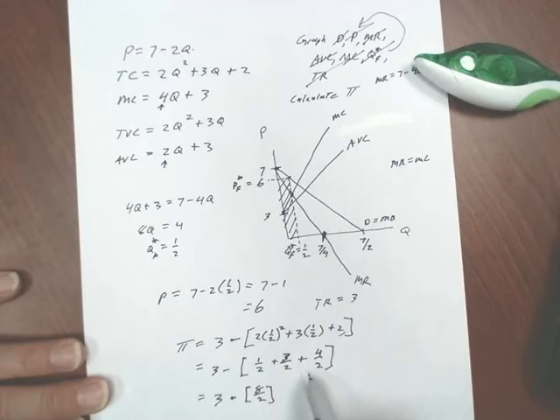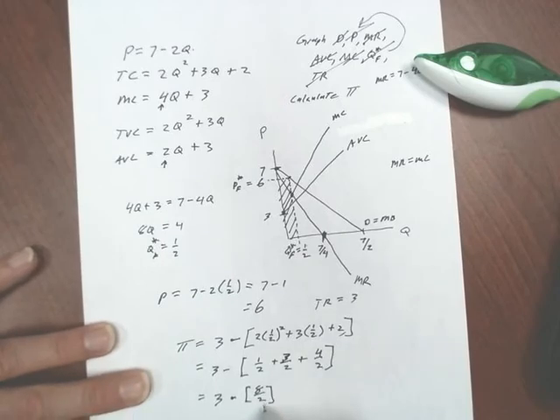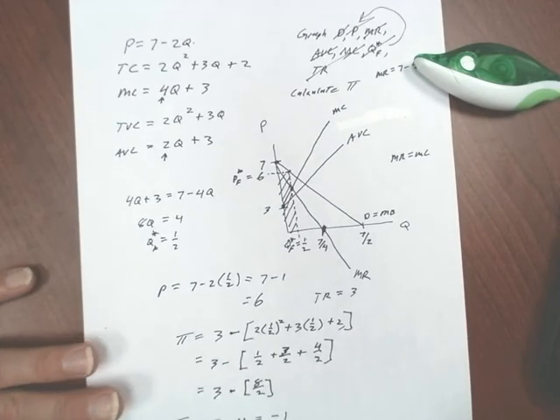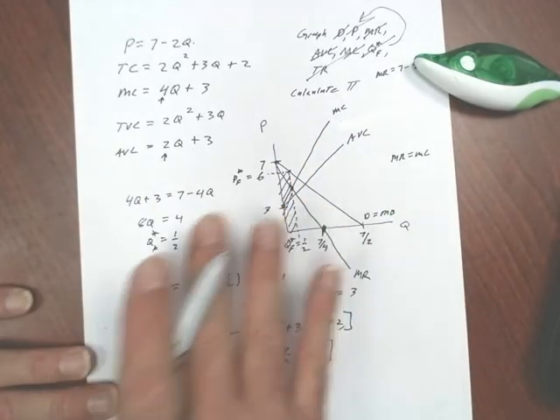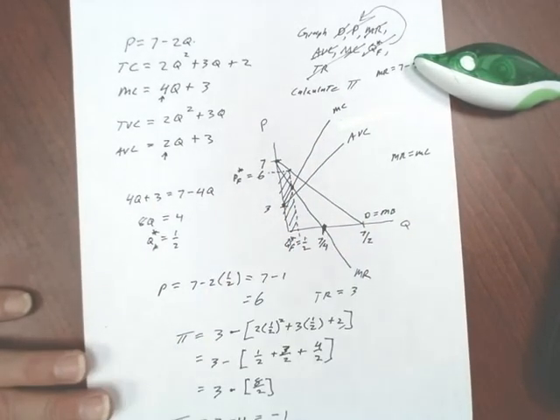Let's see, 3 halves, 3. I'm just recalculating this to see if it's correct. I believe that's correct. Yeah, I believe that's correct. So that equals -1, okay? So in this case, the firm is making a negative profit.